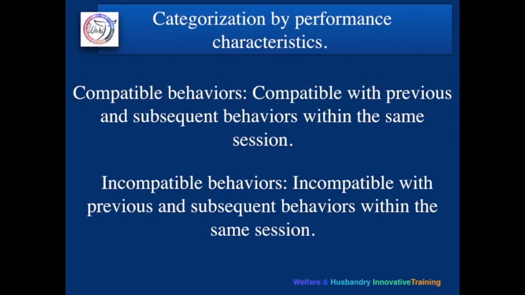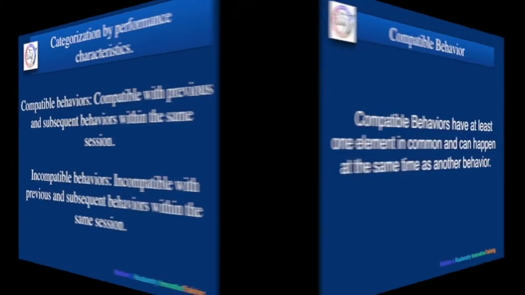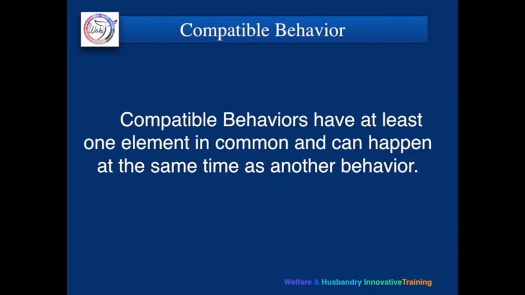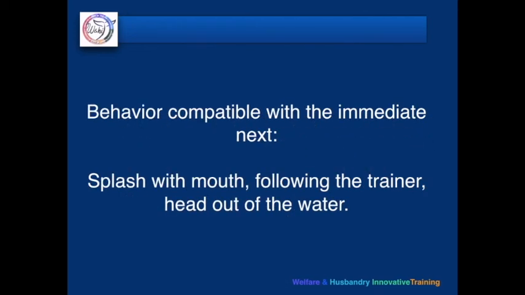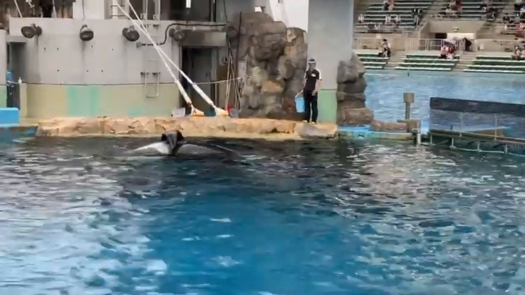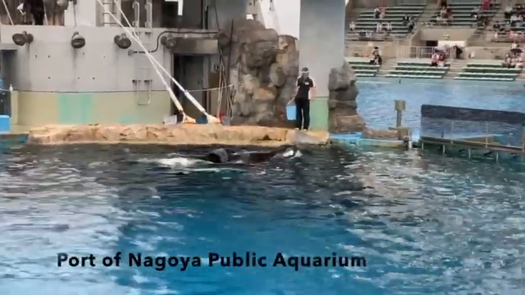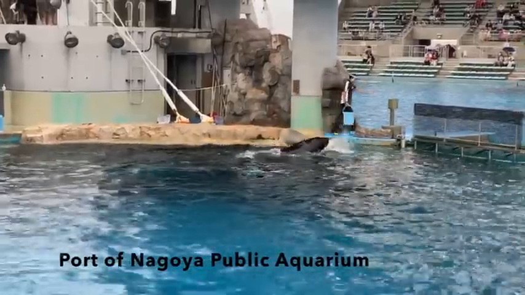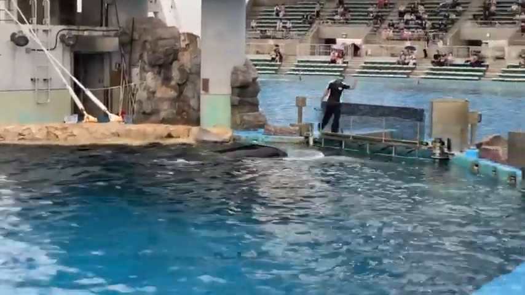When we categorize behaviors by performance characteristics, we have compatible and incompatible behaviors with the previous and the next ones within the same session. The compatible behaviors have at least one element in common and can happen at the same time as other behaviors. In the following example, the trainer sends the animal for a behavior that is compatible with the next one in this session.